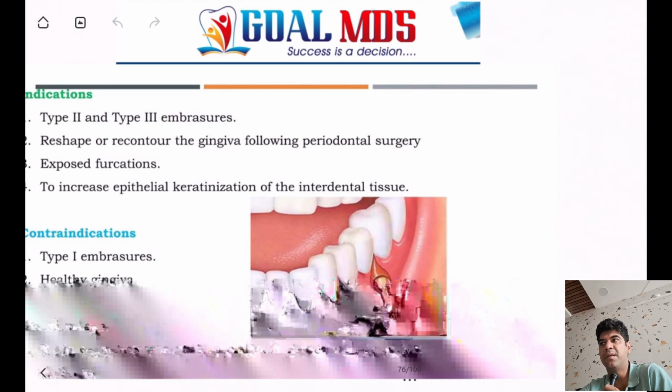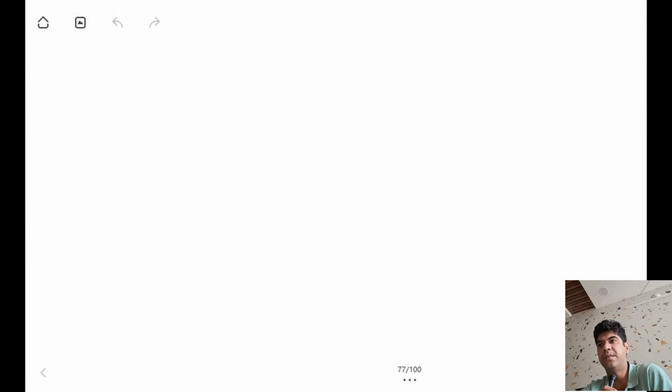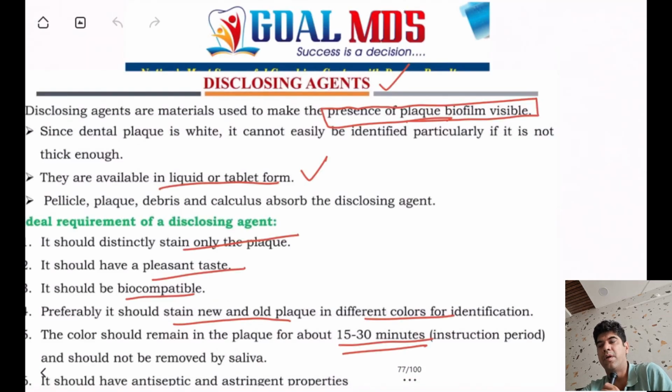Other are the rubber tip stimulators. They are recommended for gingival stimulation and plaque removal in open embrasures. Indicated in type 2, type 3 embrasures, or to recontour the gingiva following periodontal surgery to increase the epithelial keratinization of the interdental tissue. They are contraindicated in type 1 embrasures.